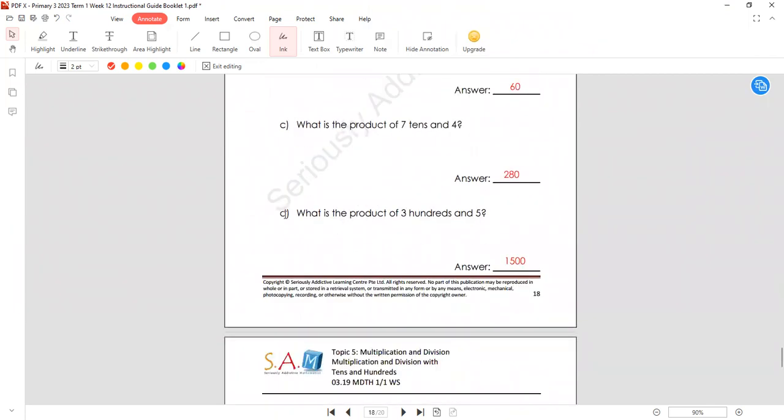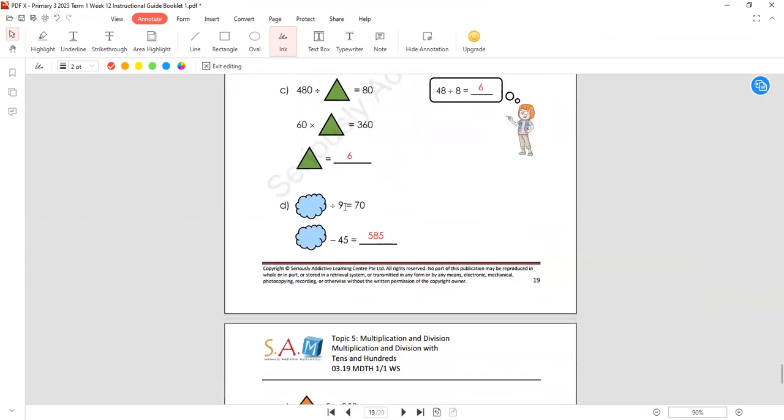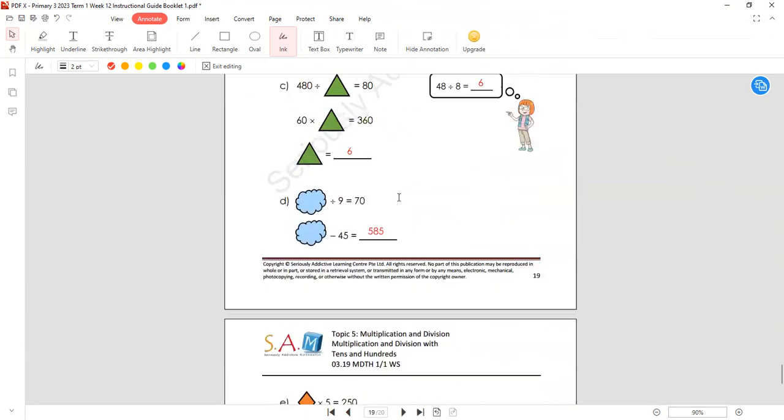Okay, maybe one more question. So for this, right, they should know that they need to write the numbers out first. 300 and multiply by 5. Okay. So for this one, right, I would say let them try on their own. This one is quite interesting, right? So what divide by 9 equals 70, right? So they have to put on their thinking caps, put the 0 aside first, right?